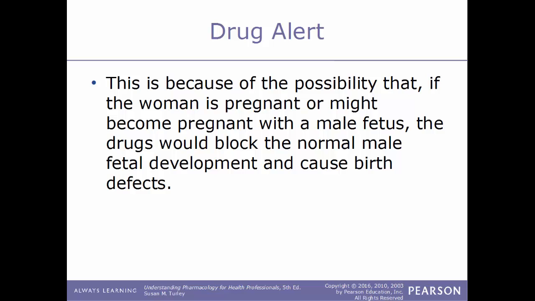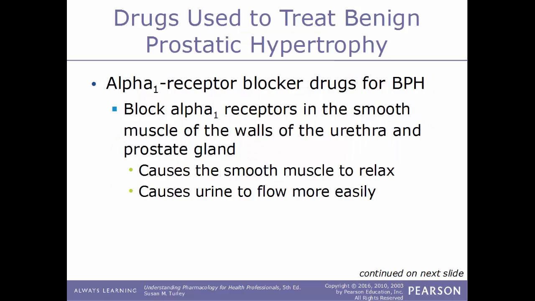And this is because of the possibility that if the woman is pregnant or might become pregnant with a male fetus in particular, the drugs would block the normal male fetal development and will cause birth defects. Another kind of drug that could be given to treat BPH are the alpha-1 receptor blocker drugs.